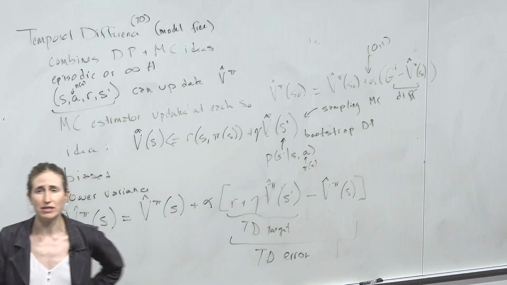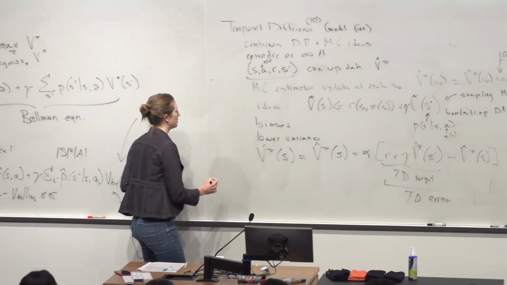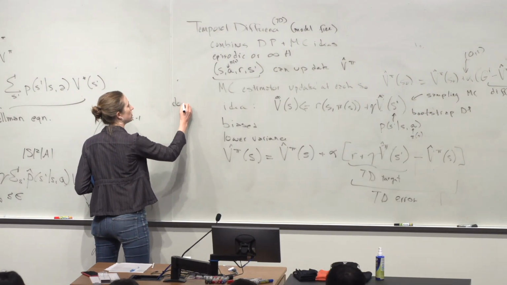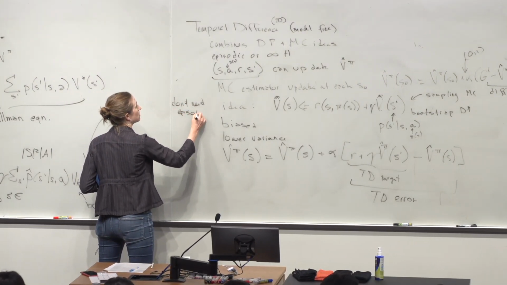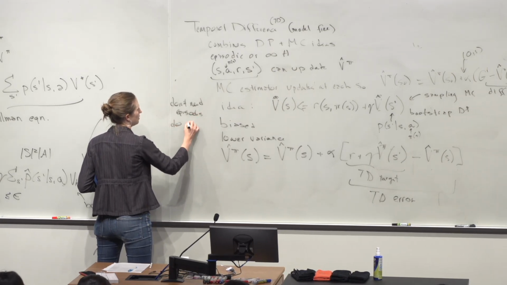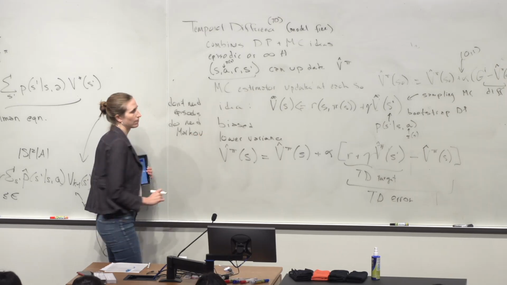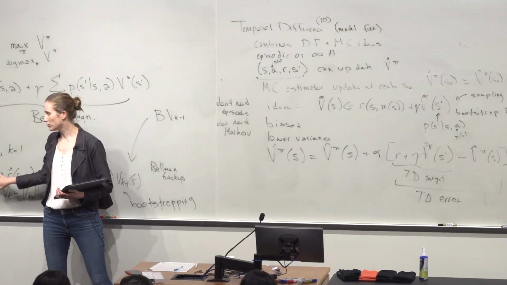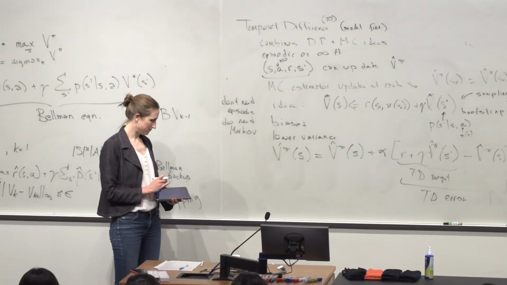And you don't need things to be episodic anymore, but it is assuming Markovian structure. So you don't need episodes, but you do need Markov, because just like value iteration, we're assuming a Markov structure to do this update.